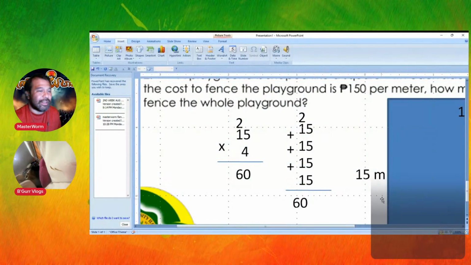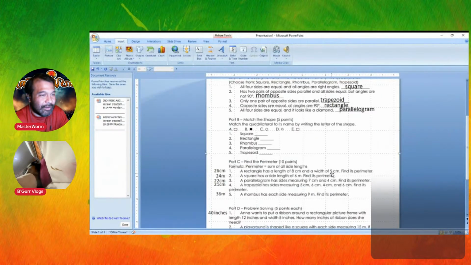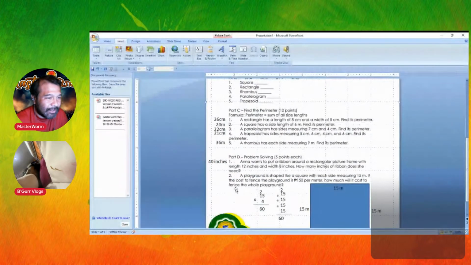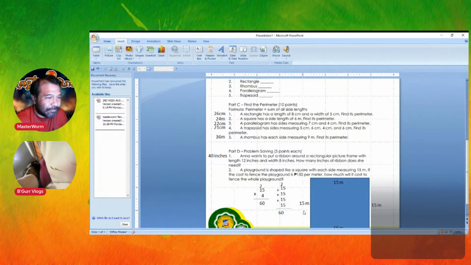Abigail, do you get it? Yes. 5 plus 5 plus 5 plus 5 is 20. So 0, I'll carry over 2. 2, 3, 4, 5, 6, 60. So they're the same. 15 times 4. 5 times 4, 20. Carry over 2. 4 times 1 plus 2 is 6. So that's the answer there. Okay? Abigail, do you understand? Yes, Daddy. Okay, I hope.